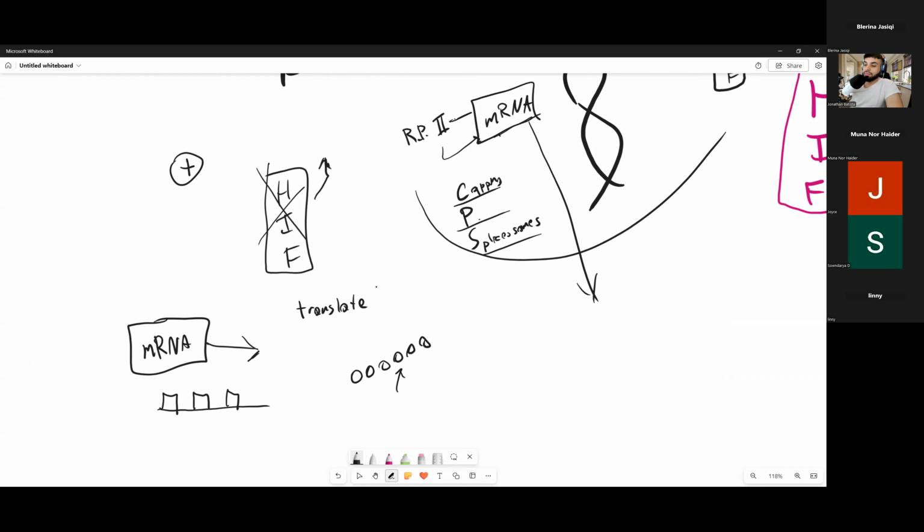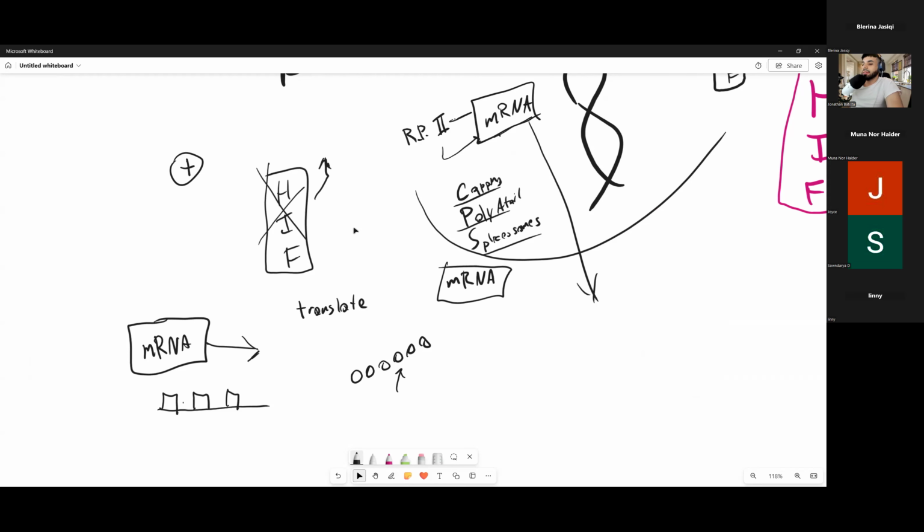It has to translate. So, like I said, capping, poly A tail, and splicing, which is done by spliceosomes. And after that, you have your mRNA finally, because before you have your premature, heterochromatic mRNA, but now you have your solidified mRNA. So mRNA has to translate its information from nucleotides into proteins.